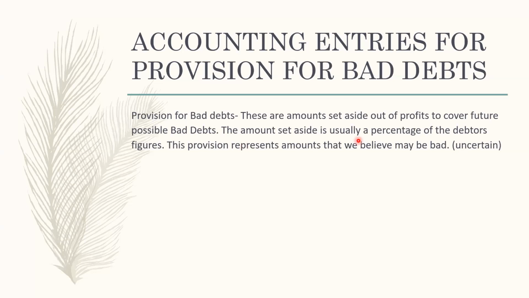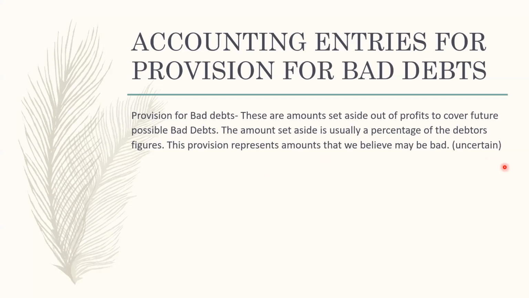The amount set aside is usually a percentage of the debtor's figure. So debtors are people who owe the business money. All right, let's just say 50% of my debtors are not going to pay me back. I need to take 50% of these debtors and take it out from my profit just in case they can't pay me back. This provision represents amounts that we believe may be bad or uncertain.